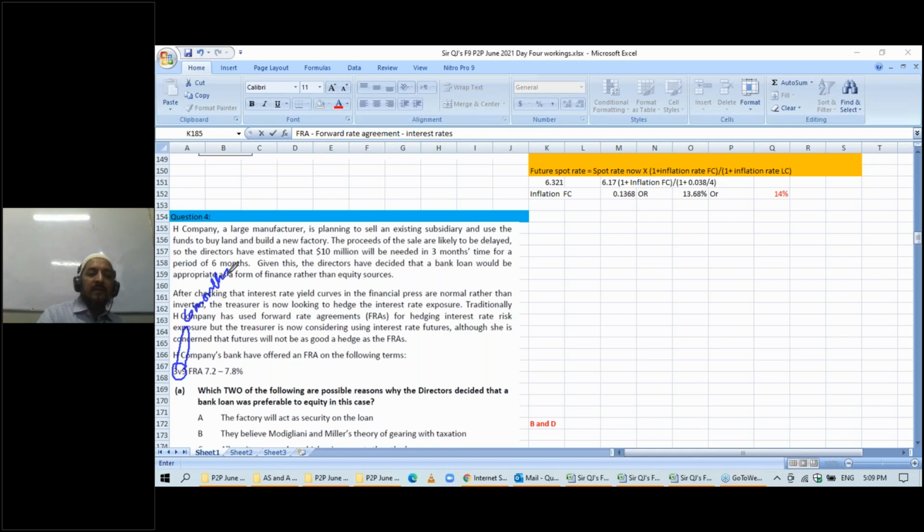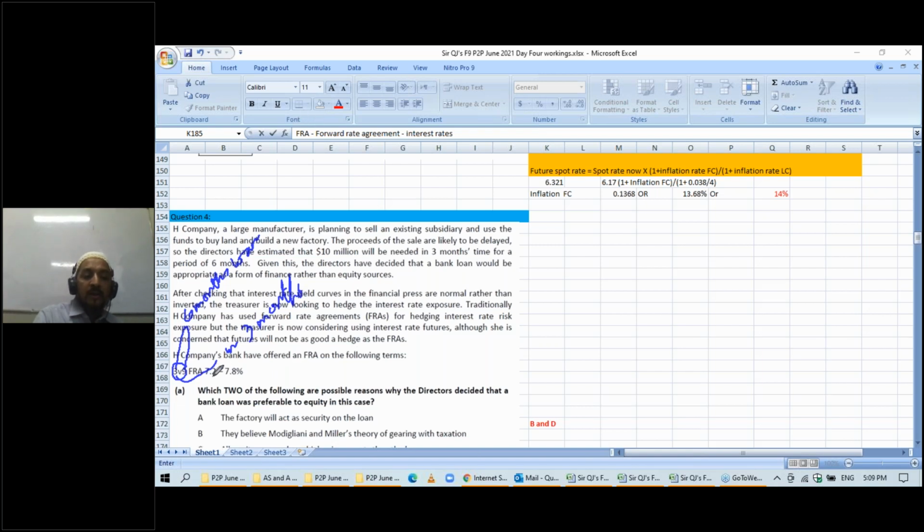And 3 represents the first digit. 3 represents that the loan is needed in 3 months. After 3 months, the loan is needed, and there is a risk that the interest rate on the loans will increase. This is the problem. This is being talked about in the second paragraph, that they are concerned that if the rate after 3 months of loans increases, what happens then? So they enter into a forward rate agreement.